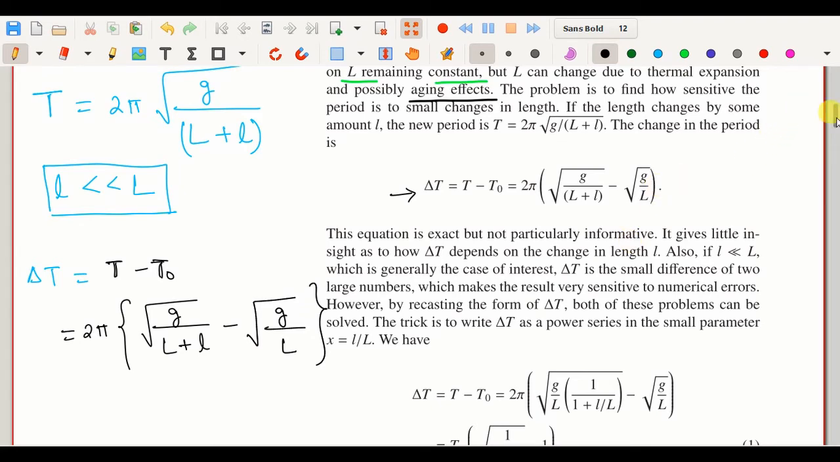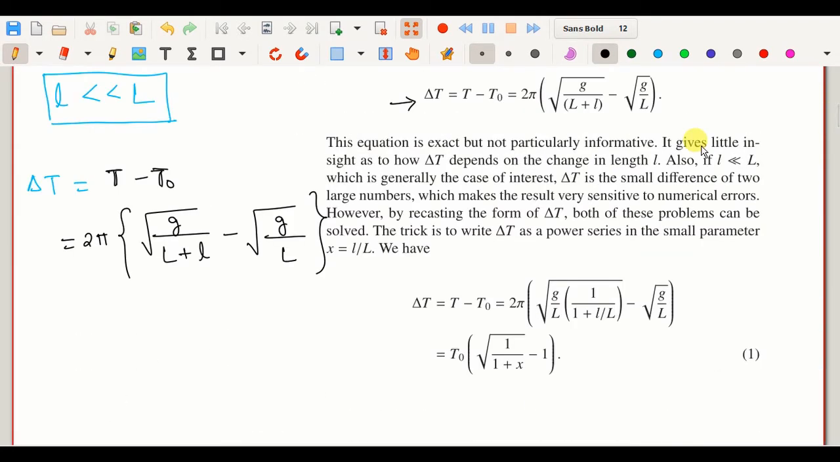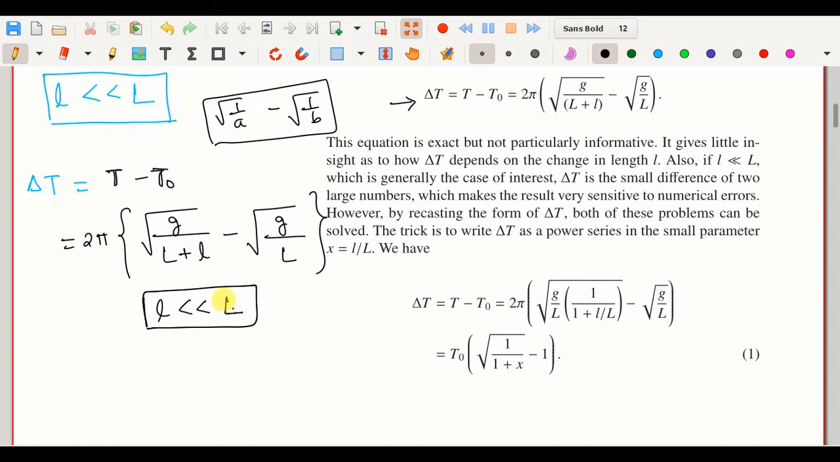Now you will say, okay, what should we do in order to solve this kind of problem? Well, if you look at it, we have a problem like 1 over a minus 1 over b. What is the solution? At first glance you can say there is no solution and we don't know what to do. And then comes the power of expansion, because here delta L is much smaller than L. So we have to do something amazing.